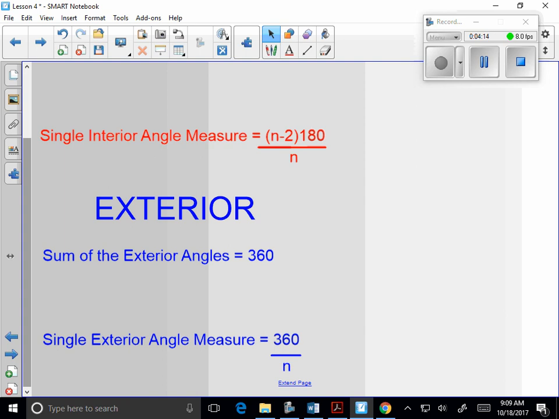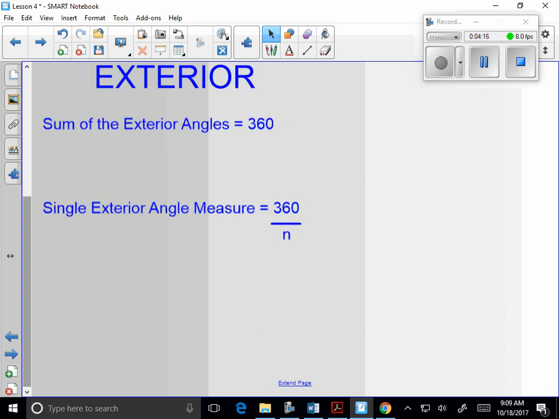Today, our formulas are actually quite simple. The sum of the exterior angles never changes. It's always 360. And a single exterior angle, if it is a regular polygon, is just 360 divided by N. So yesterday we had a formula, then we had a formula divided by N. Today we have a number, and a number divided by N. Cool.